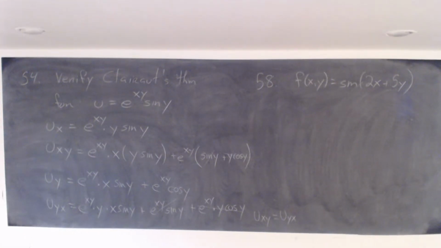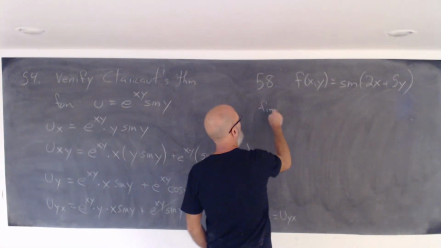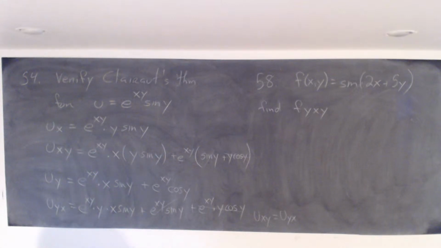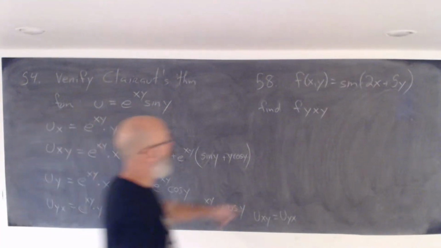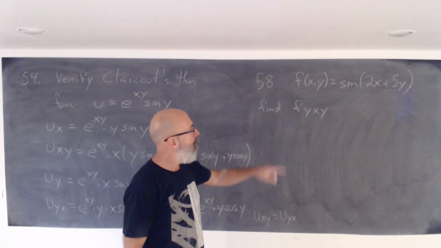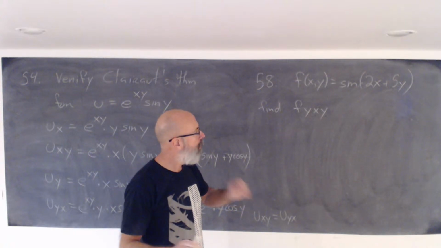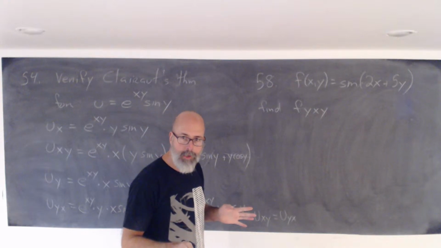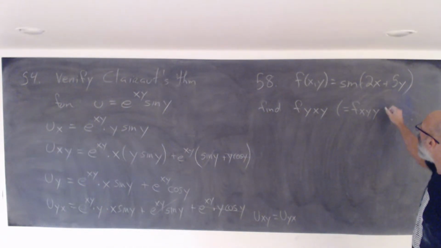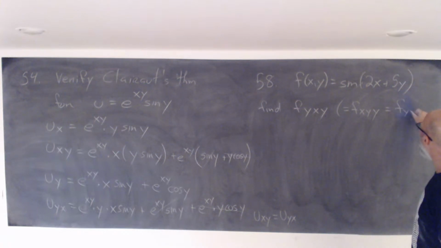What do we ask for here? f_yxy. The question is asking for f_yxy. You know what that means. That means the derivative in y first, and then x, and then y again. By Clairaut's theorem, if everything is continuous, then this should be equal to f_xyy and should be equal to f_yyx.